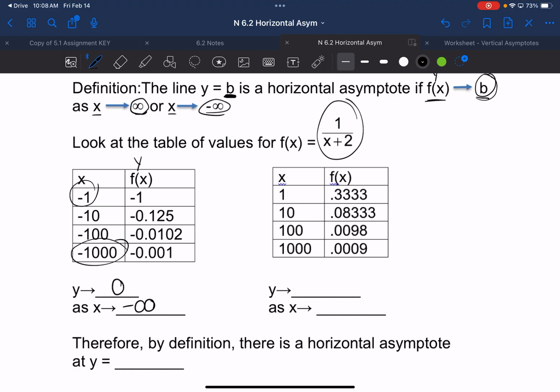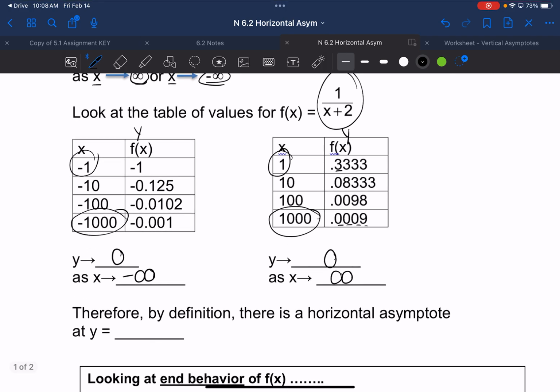All right. Same thing for the next table. They ask about y. Again, y is our f of x column. It started at 0.3 repeating, and now it's at 0.0009. So it's getting closer and closer to 0. And we started at +1, and now we're at positive 1,000. So where is this one headed? Positive infinity. Good.